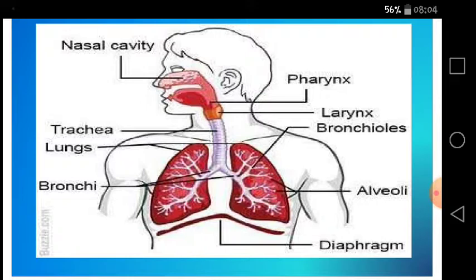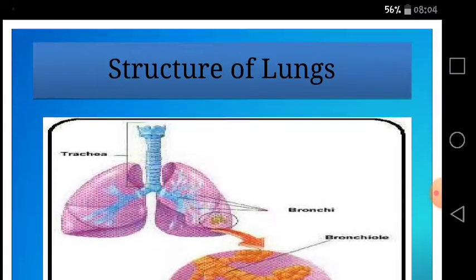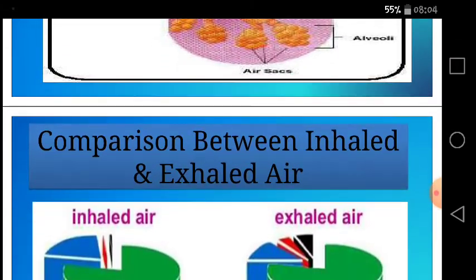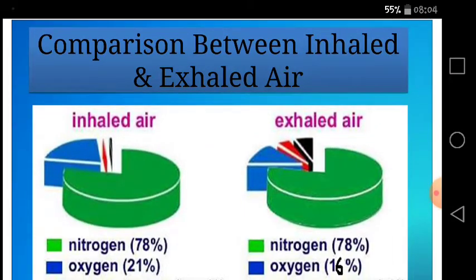At the top of the trachea is the voice box or larynx, which contains the vocal cords. When we speak, air passes over the vocal cords, causing them to vibrate and produce sound. This is the introduction about the structure of the respiratory system. Now we are going to compare between the inhaled and exhaled air.